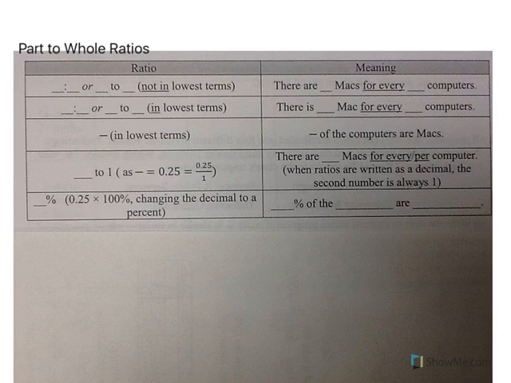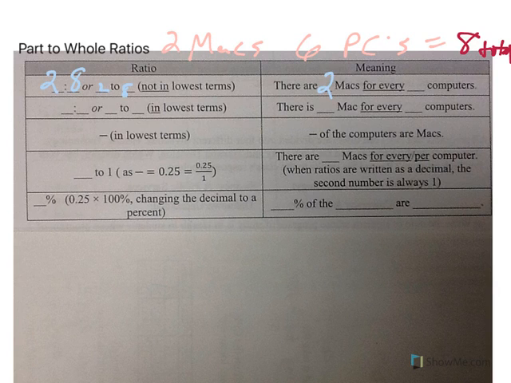All right, so now we are going to use a problem that is not necessarily written here, but we're going to go to part-to-whole ratios. So thinking back from before, we had 2 Macs and 6 PCs. So that means we have 8 total computers, right? So if we put this as a ratio, the part-to-whole ratio would be 2, how many Macs? Because we're talking about Macs. 2 Macs to 8 total, right? That'd be 2 to 8. So that means there are 2 Macs out of every 8 computers.